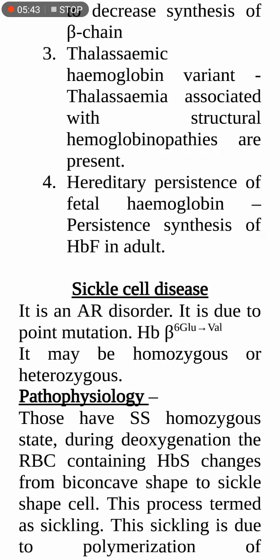Next, the sickle cell disease, that is the hemoglobin S variant. It is an autosomal recessive disorder. It is due to a point mutation that leads to replacement of glutamic acid by valine at the 6th position of the beta chain. The patient may be in the homozygous state or heterozygous state.